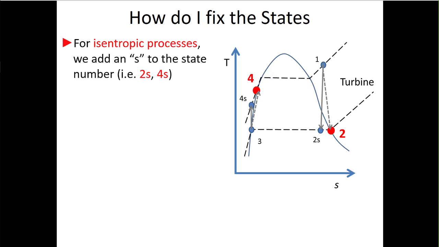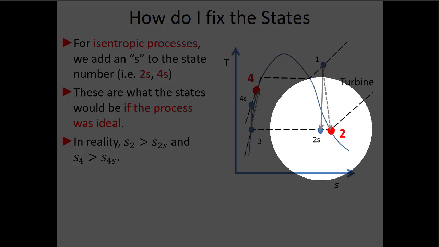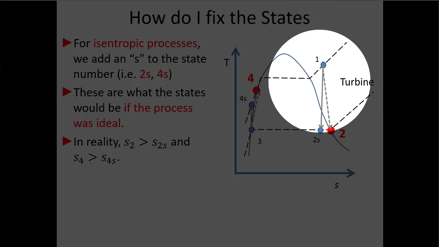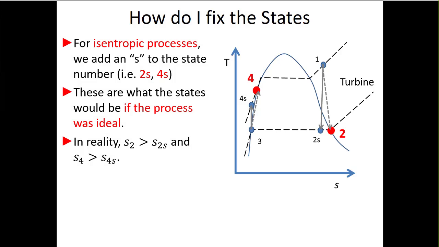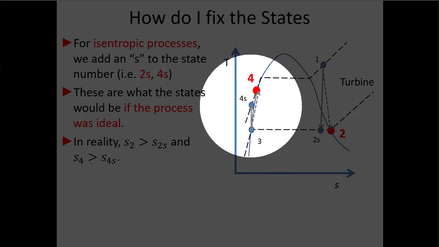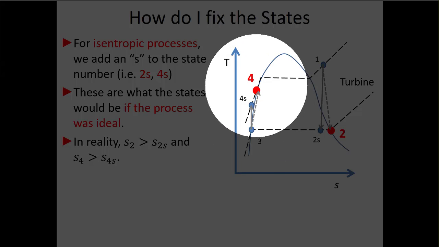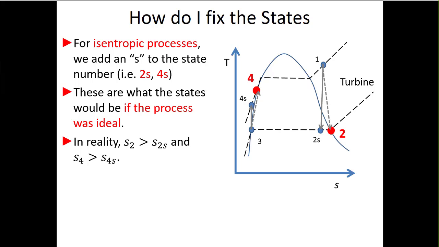Okay, so how do I fix the states? There's really two ways I can ask isentropic efficiency questions. One, I can give you enough information for this turbine to fix state 2s, state 2, and state 1. Then you can find the power produced by the real turbine and the power produced by the ideal turbine, and you can tell me the isentropic efficiency. The other thing I can do is give you only enough information to find, say, 4s, and then I can tell you the isentropic efficiency, and you can use the isentropic efficiency to fix state 4.